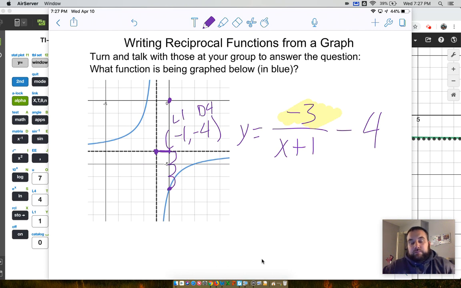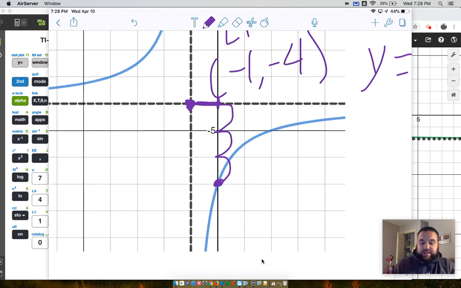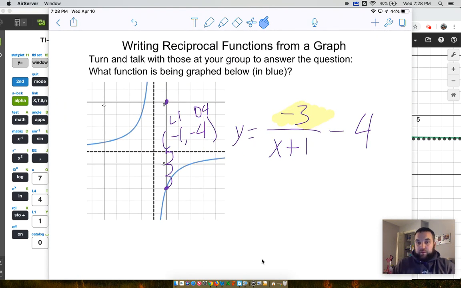Okay, and I'm sure we can go through some more examples and explain that again. But from where the asymptotes cross, you're going to count 1 unit to the right, and then either go up or down. In this case, I had to go down 3, so that gave me the a value on top of my function. So this equation, y equals -3 over x plus 1, minus 4, matches the graph that you see there. Okay, a lot of information, a lot of new stuff, and I know this is a little bit longer.